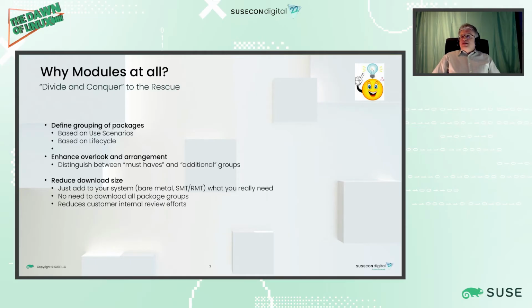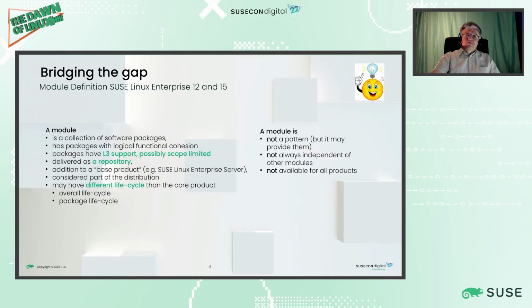And we also looked at the download size because the smaller it is, the better it is. You don't need to download all package groups. That costs time, that costs resources, and it gets on cost of the overview. So by reducing the download size, we also reduce the review needed. We added more structure on getting things that you need and not to overlook stuff.